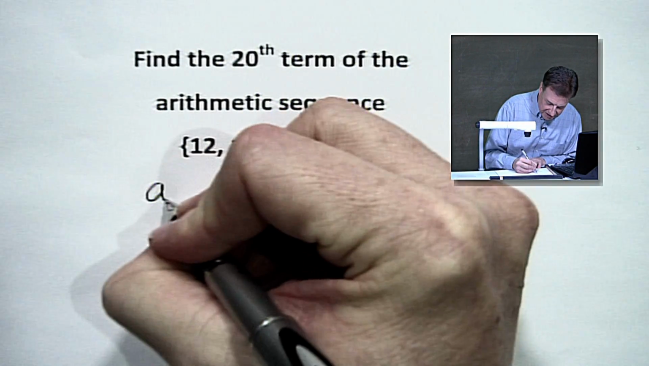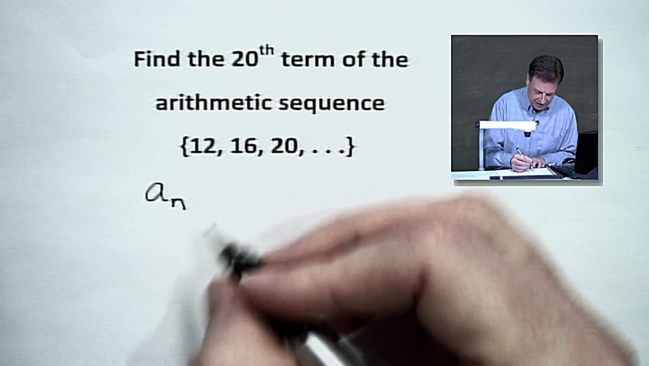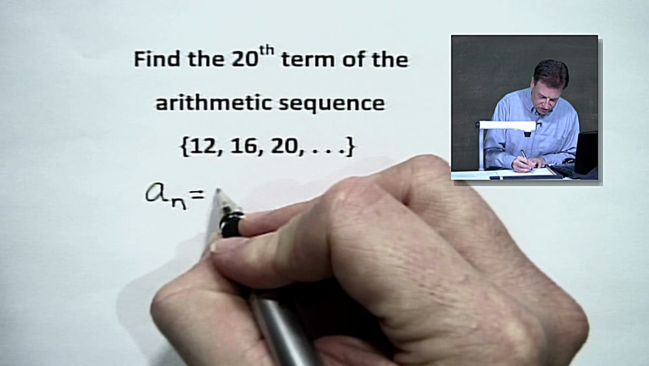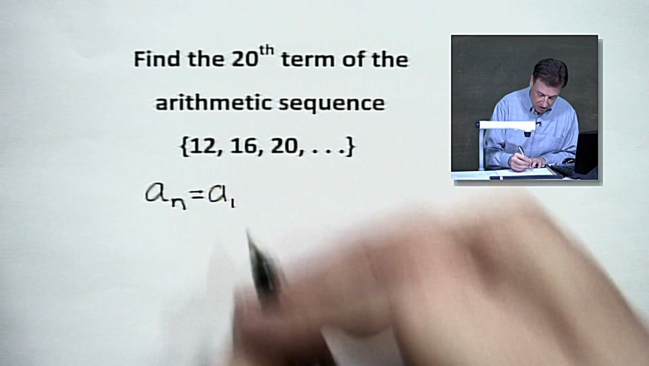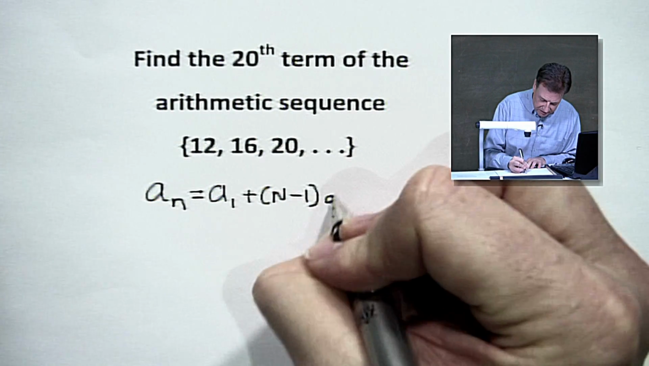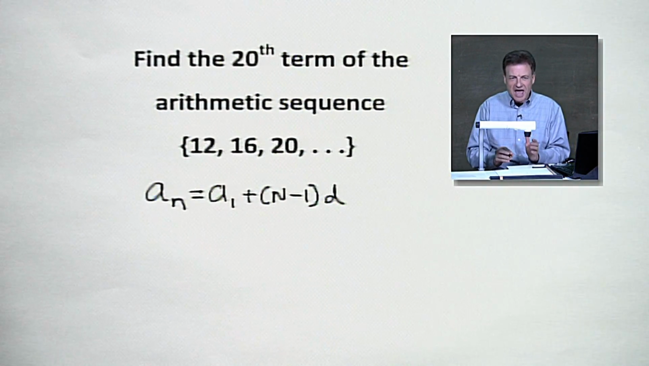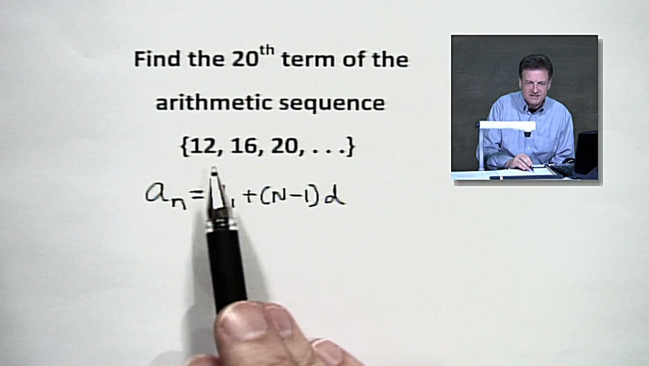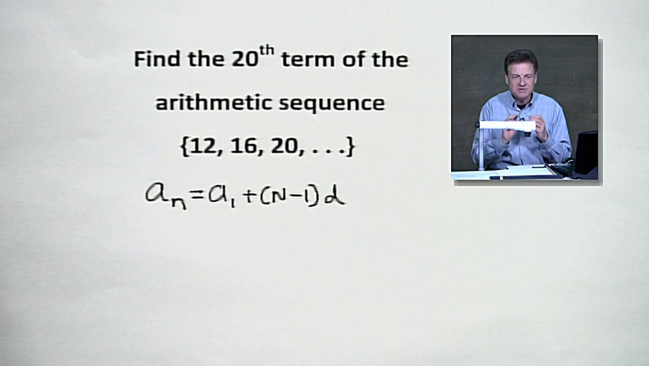look at it. It says the nth term, which is, by the way, what that little a sub n is, equals the first a, we know that, that's 12, plus n minus 1 times d. D is the difference, the common difference. And of course, we can't figure this out unless we have a common difference. So these all must be the same distance apart.